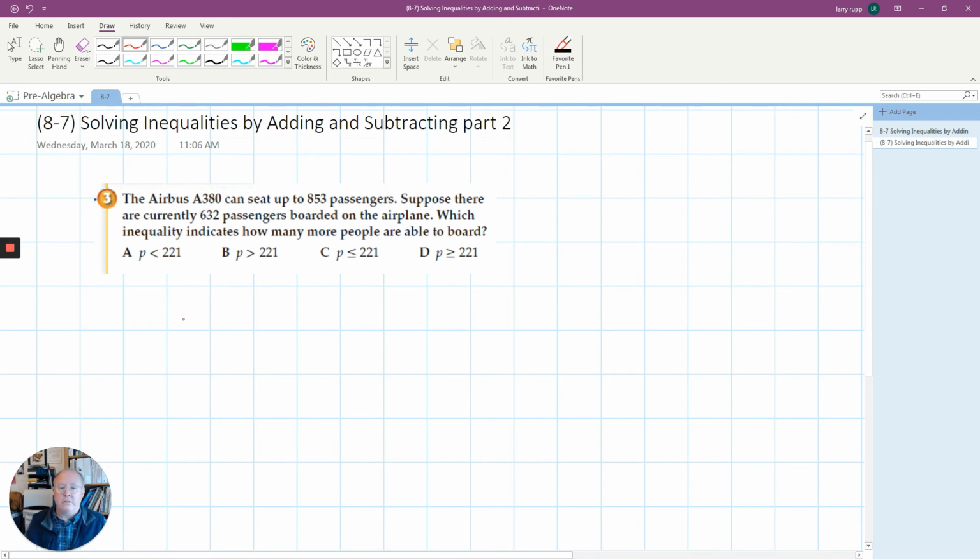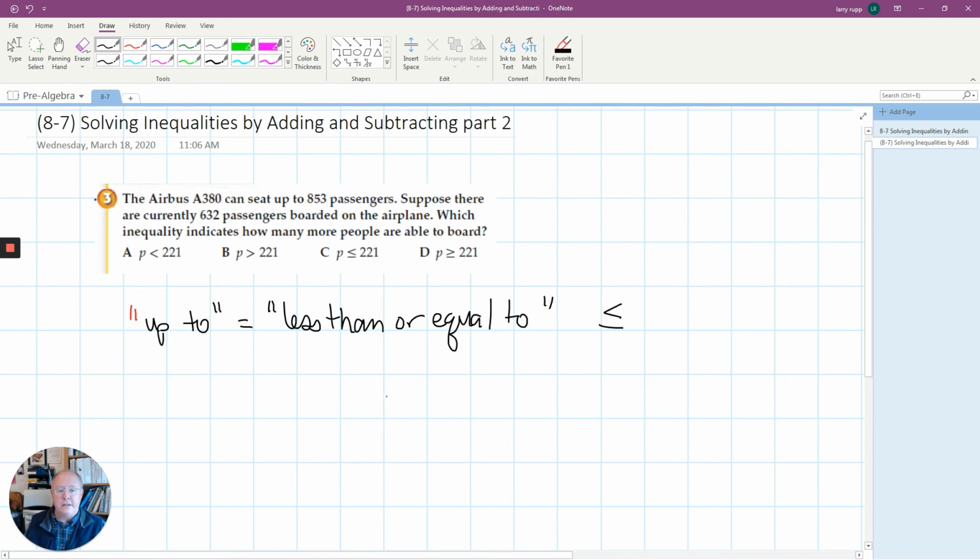All right, so there's a couple of important pieces to this problem. The A380 can seat up to 853 passengers. So what does that mean as an inequality? Up to means less than or equal to, okay? Which, as far as an inequality goes, looks like that. So that's the first big piece, okay?